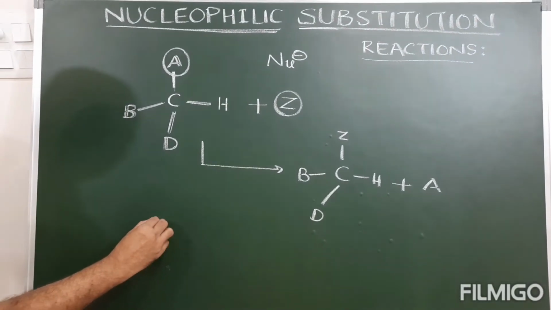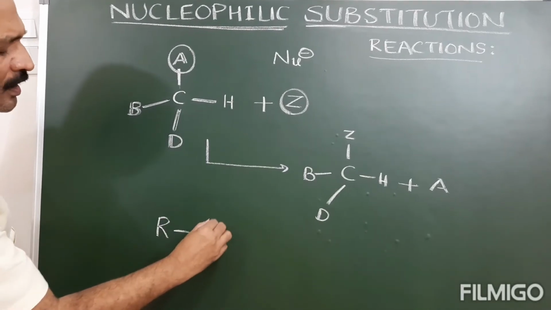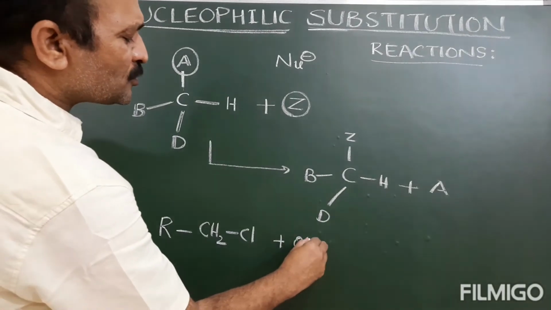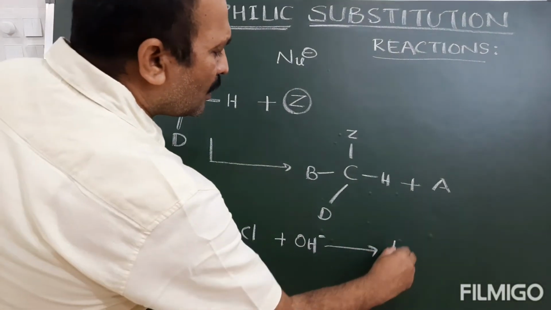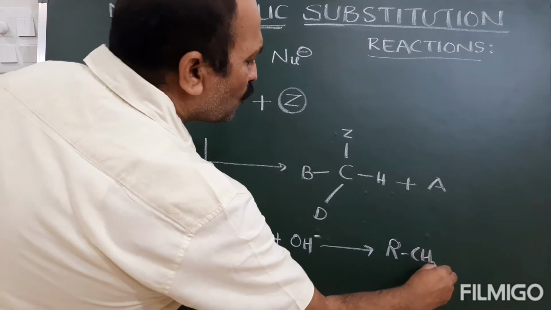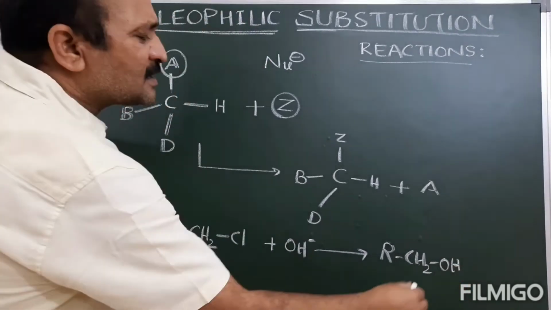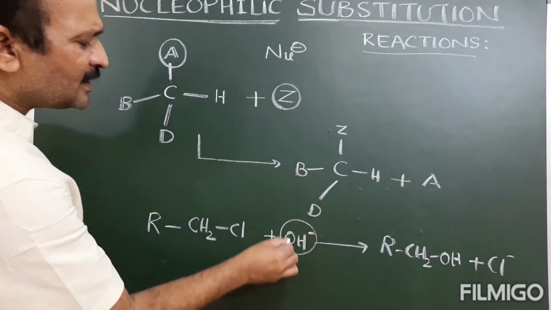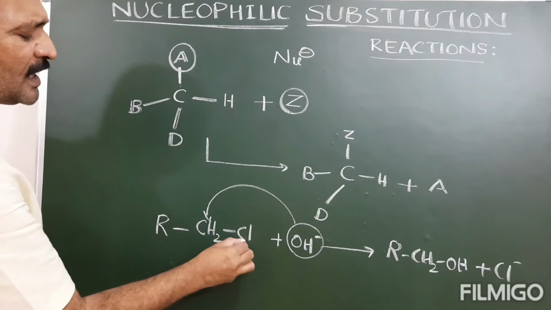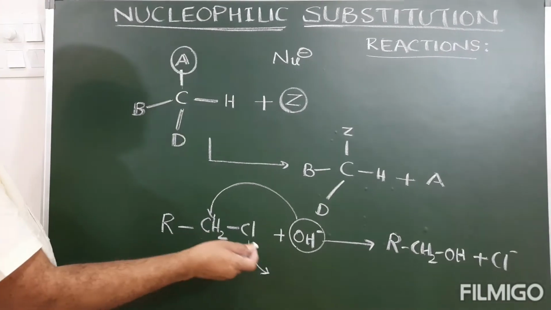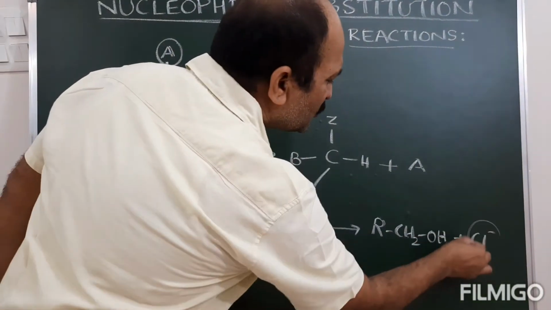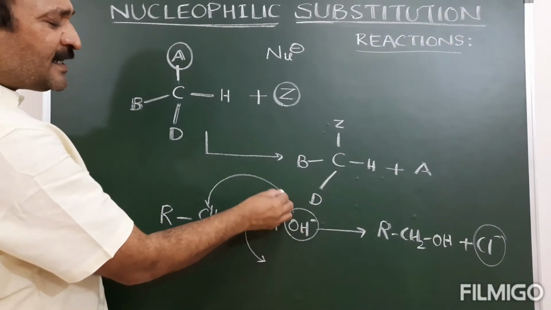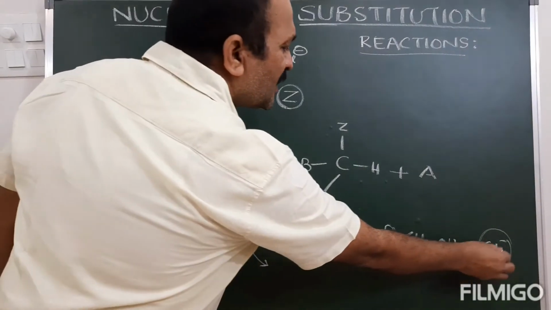For the sake of convenience, I am taking a molecule, CH3Cl plus OH minus gives CH3OH plus Cl minus. So here OH minus is the nucleophile. It is introduced on this carbon and the Cl is leaving from the substrate. So Cl minus is the leaving group and OH minus is the nucleophile. This is the attacking reagent and this is the leaving group.